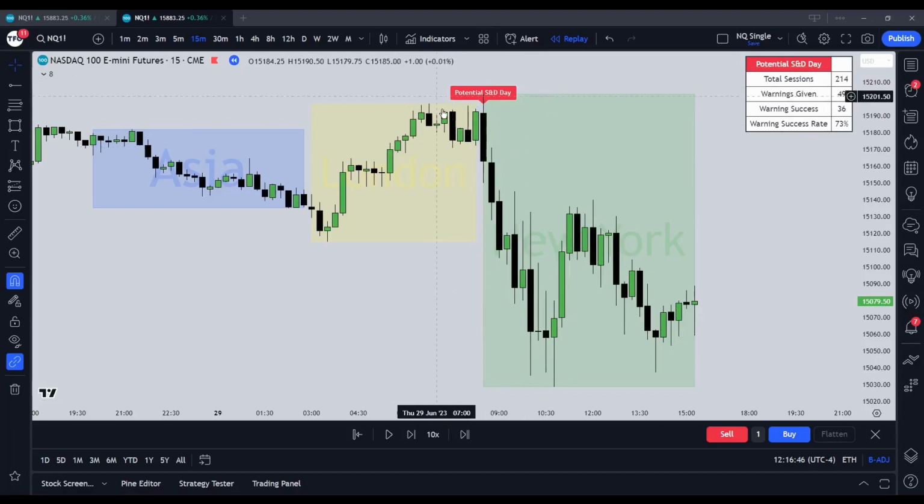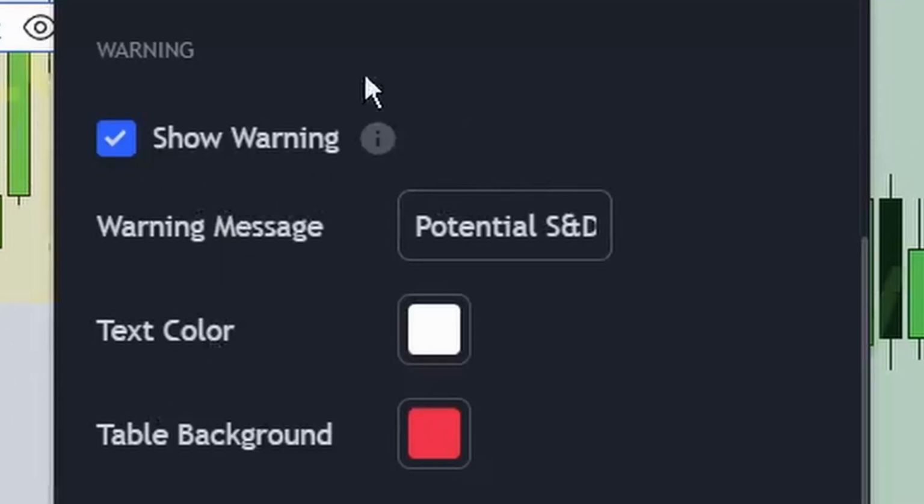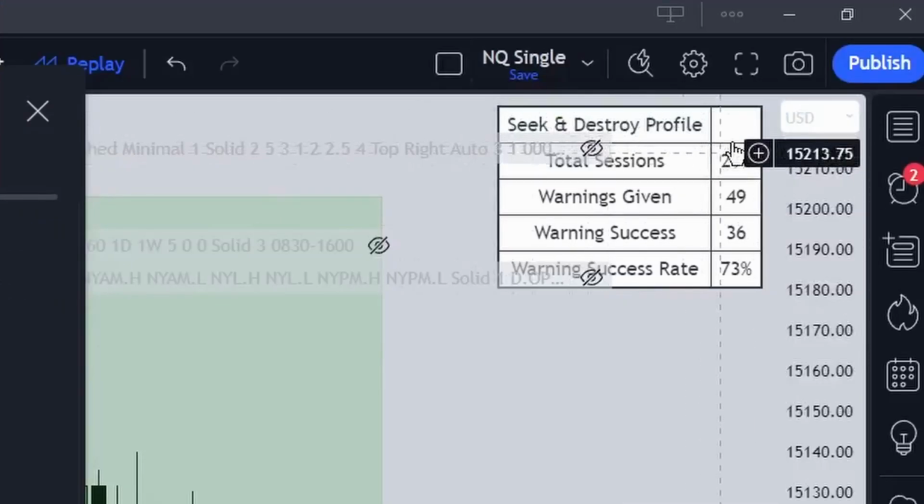So obviously, if you have this indicator, it will print this potential S&D day if the criteria is met. But if you want to see this flag at the top as well, make sure that in your settings that show warning is selected. Otherwise, if you turn it off, then it'll just have Seek and Destroy Profile at the top.